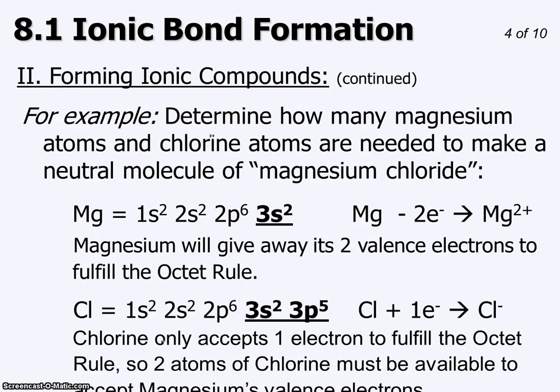So to form ionic compounds, you want to look at the electron configuration to figure out how electrons are going to be transferred. So for example, how many magnesium atoms and chlorine atoms are needed to make a neutral molecule of magnesium chloride? So if we look at magnesium, it has 2 valence electrons. We know from our last unit on ions, it's going to choose to lose those electrons, which makes it Mg2+ as a cation. Chlorine has 7 valence electrons. We know from our last unit that it's going to choose to gain 1 more electron to have a full outer shell, which leaves it as a Cl1- anion. The problem is that chlorine is only going to accept 1 electron to fulfill its octet rule. So 2 atoms of chlorine are needed in order to take both of these electrons from magnesium.